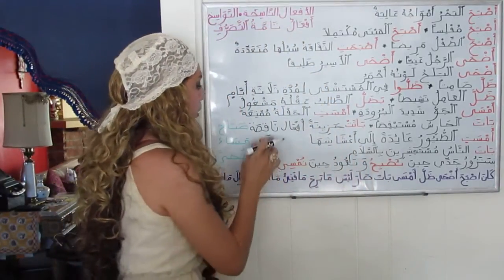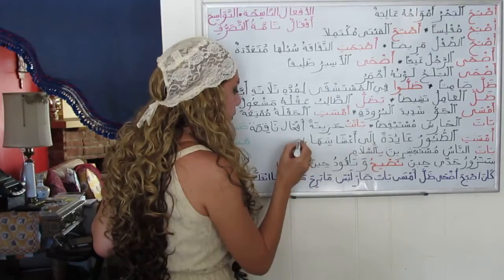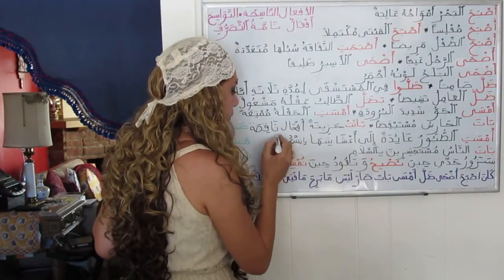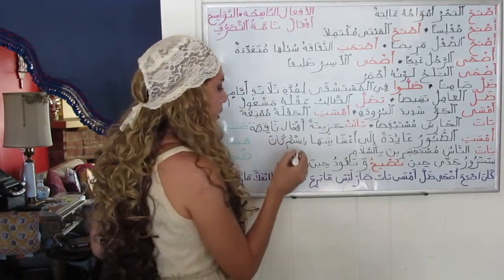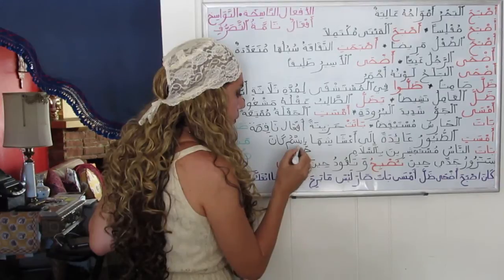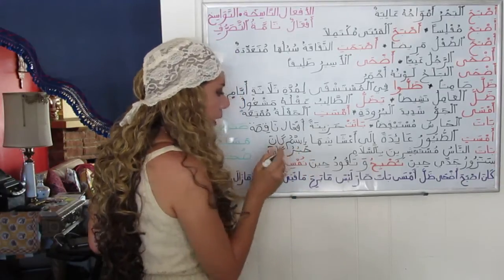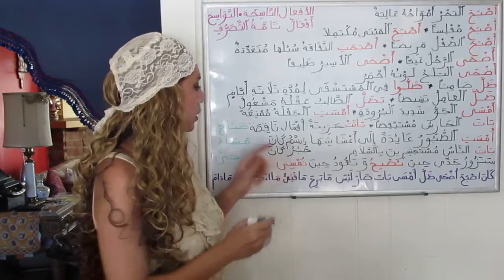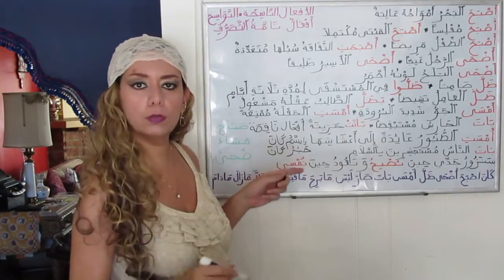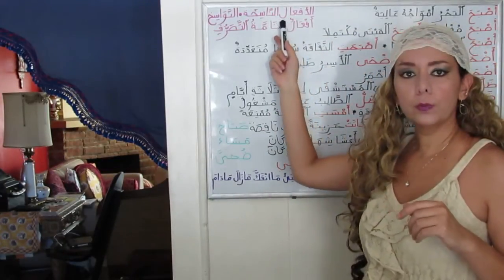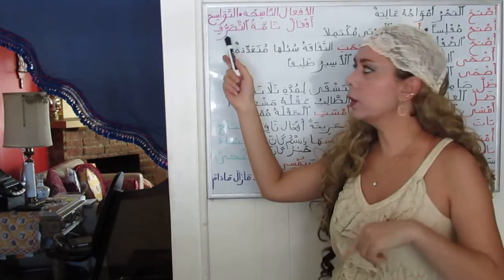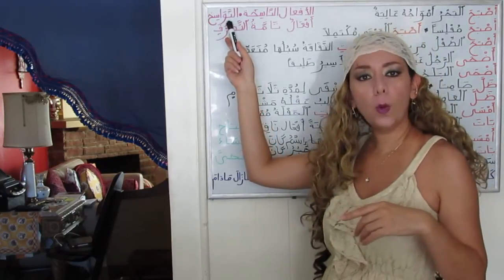So, اسم كان, it's the noun of كان, خبر كان, and its sisters, of course. خبر, the predicate of كان and its sisters. They are titled الأفعال الناسخة, or in one word النواسخ.